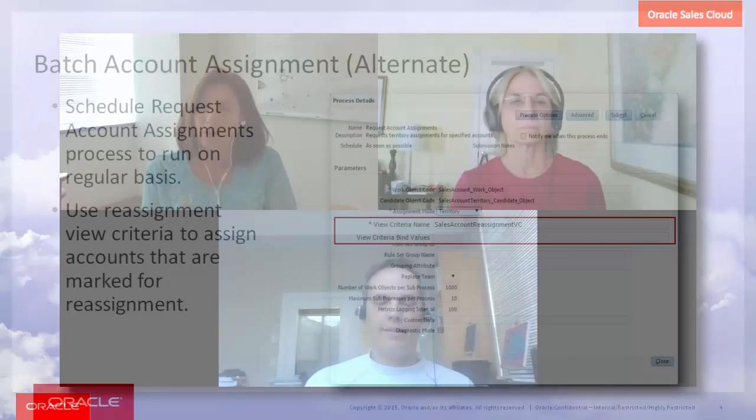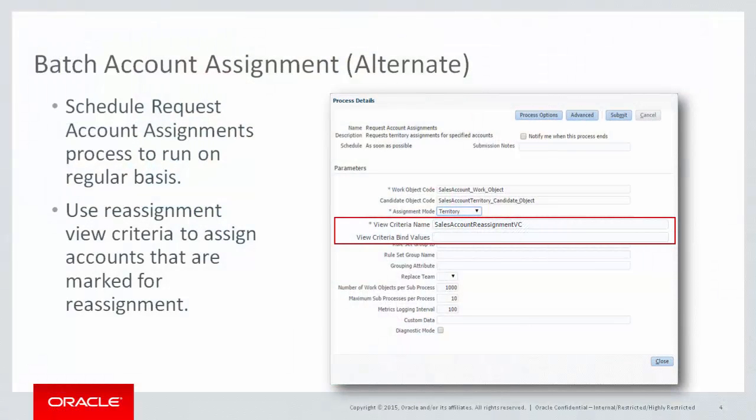And there is a reassignment view criteria. That would be the preferred view criteria to use. And then that will restrict it to being only that set of accounts that are flagged for assignment or reassignment that get included in that particular batch. Right.